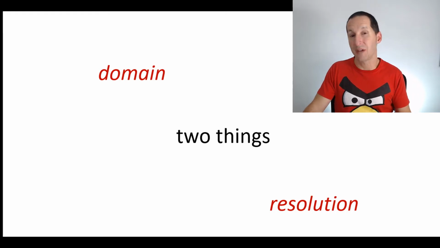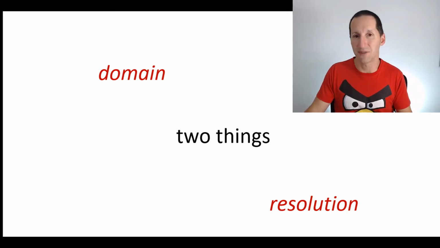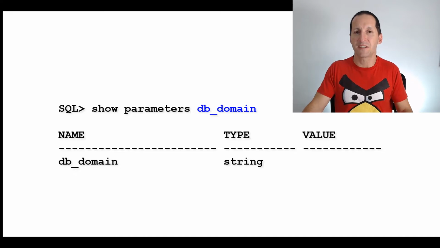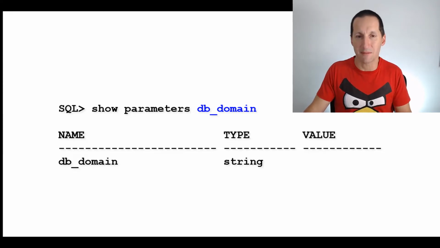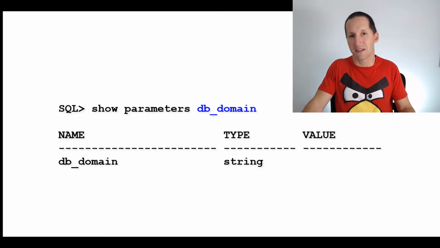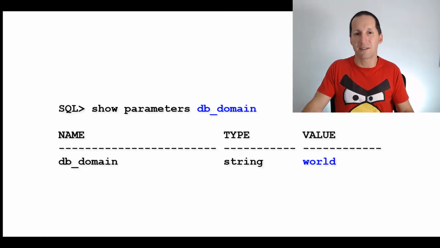That is the database domain and the concept of resolving a name. And there are two slightly different things here. I'm going to talk about a domain called world because that was relevant in the premise of the question that came in to this office hours session. The DB domain is a parameter that defines the database domain inside the database. That's important because when your database registers itself with the listener, it's going to provide that domain information over. Now, in many databases, the domain is null, but a common domain that used to be used in some of the older versions was world.